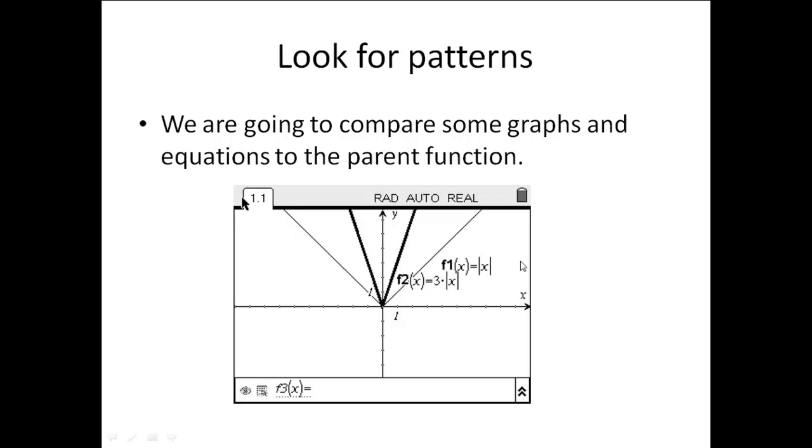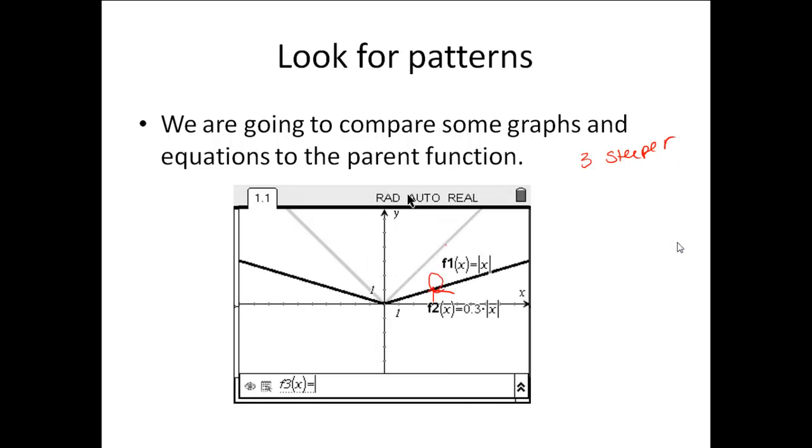Now here's the next one. This time I graphed f of x is equal to 3 times the absolute value of x. Notice it's right side up again, and that would be because our 3 wasn't negative, but now the graph is much narrower, it's steeper than our parent function. So think about that. The 3 made it steeper.